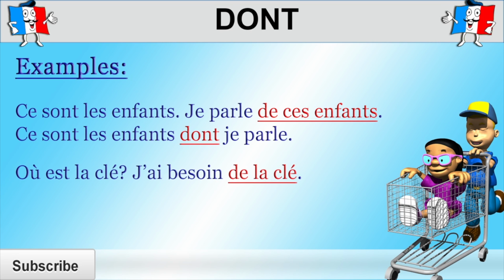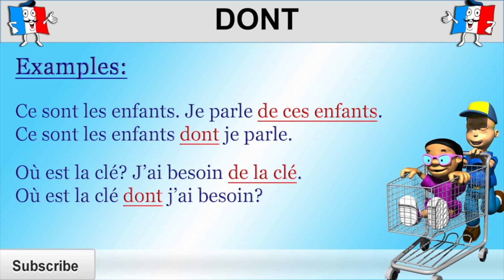Let's have a look at another example. Où est la clé? J'ai besoin de la clé. Where's the key? I need the key. To make this into one sentence, you need to say Où est la clé dont j'ai besoin? Where's the key that I need? In this case, dont replaces de la clé.